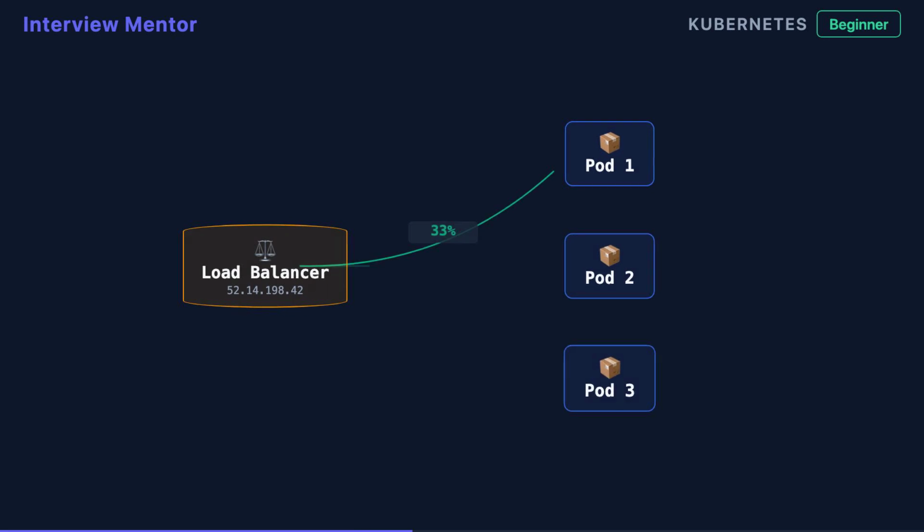The load balancer's main job is distribution. When traffic hits that public IP, it spreads requests across all your healthy pods. If you have 3 replicas running, each gets a share of the load. This gives you both scalability and redundancy out of the box.